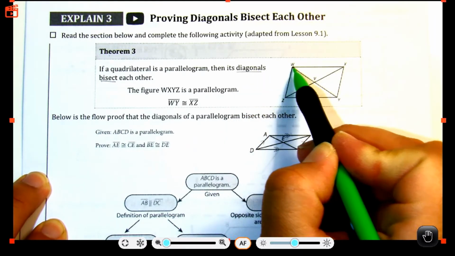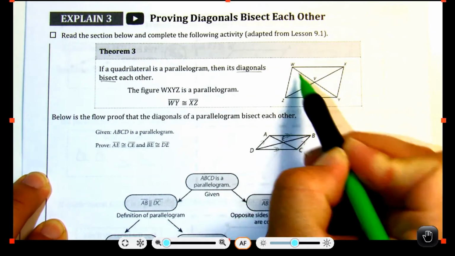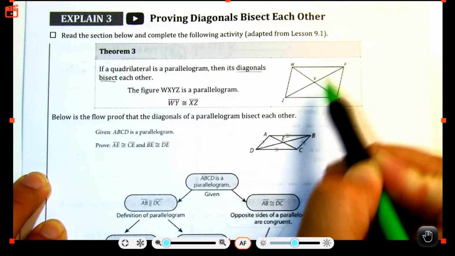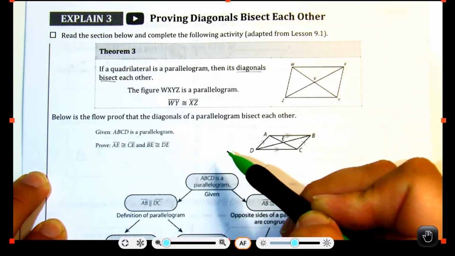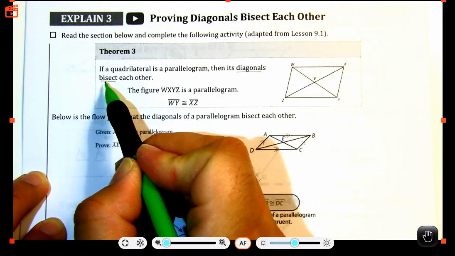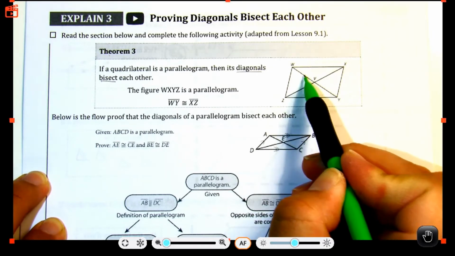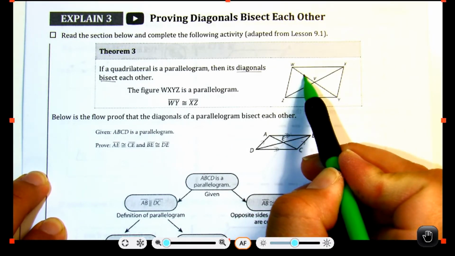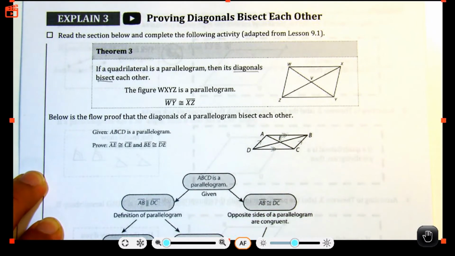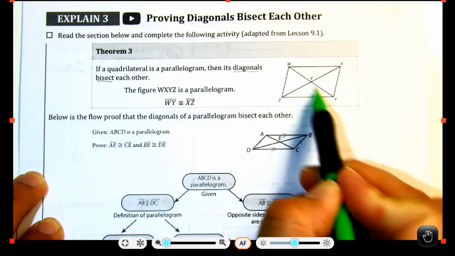So this is a diagonal, WY, and this is another diagonal, ZX. Now, bisect means that these diagonals cross so that these two sides are the same length and these two sides are the same length. Pretty much what that means is that this entire piece, WY, is congruent to XZ.